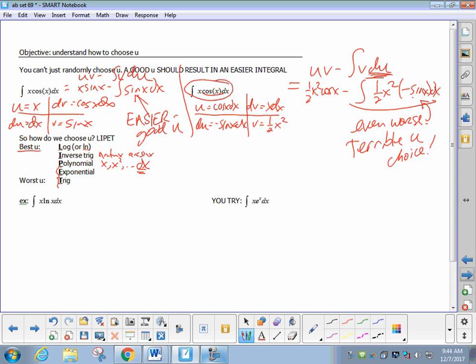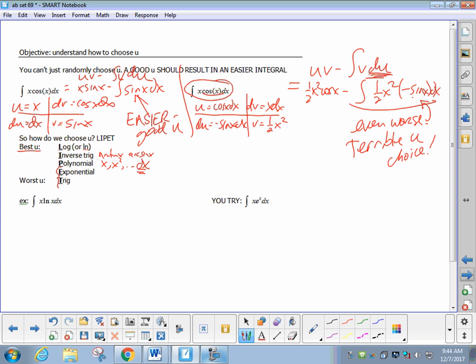The worst possible u is exponential trig. First of all, if you have e to the x and then you take du, well, du is still e to the x, and it didn't go anywhere. It's still bad. And trig, if you had sine, you took the derivative, well, now it's cosine, and that's not any easier, I assume. So these are terrible u's.